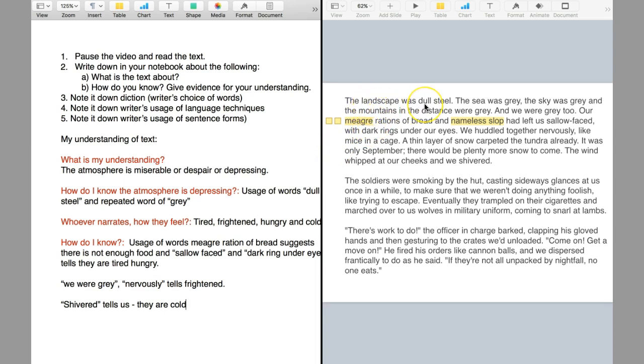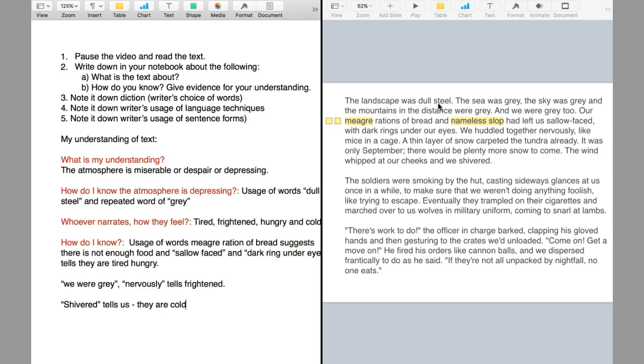The landscape was dull steel. The sea was grey, the sky was grey, and the mountains in the distance were grey. So the author opened the paragraph with a negative. How do I know? Using the words dull steel tells it's a negative way. Whatever the text is about is not positive, it is negative.